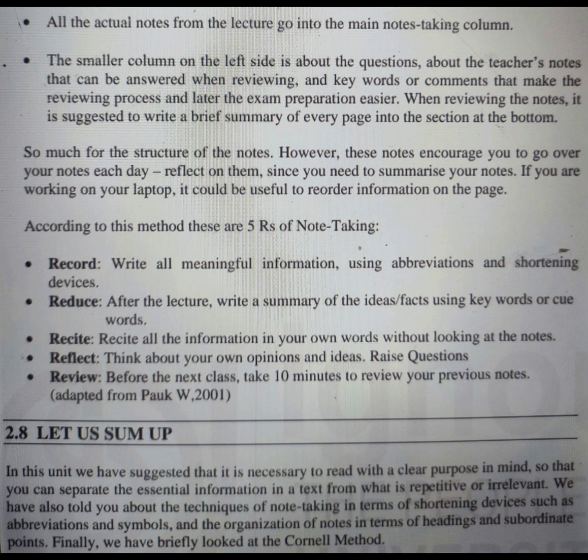Let us sum up. In this unit we have suggested that it is necessary to read with a clear purpose in mind, so that you can separate the essential information in a text from what is repetitive or irrelevant. We have also told you about the techniques of note-taking in terms of shortening devices such as abbreviations and symbols, and the organization of notes in terms of headings and subordinate points. Finally, we have briefly looked at the Cornell method.